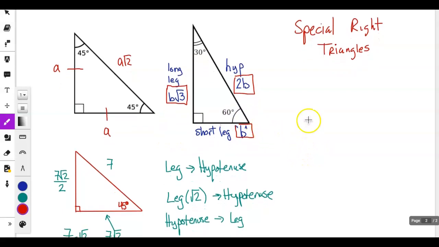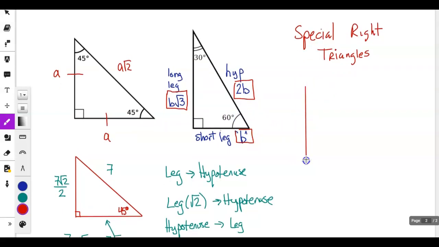So I'll try to draw an example over here. And I'll just pick a number for one of the sides, and then we'll get the other one. So here's a 30, 60, 90. And so I'm going to call the long leg, we'll call it 4. Okay? Now, the long leg is b times the square root of 3. So if we want the short leg, that's just b.